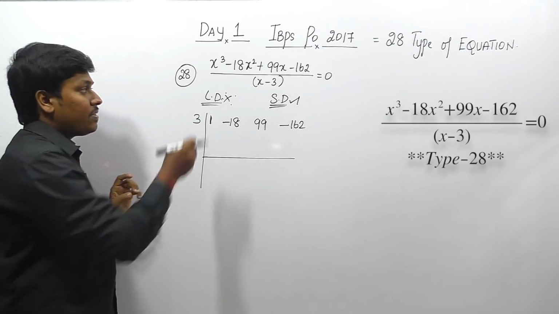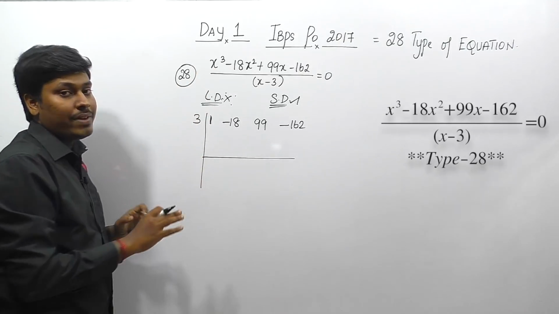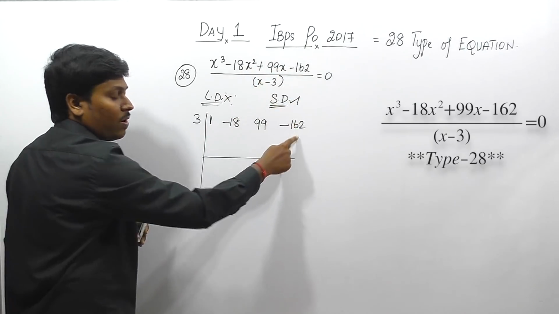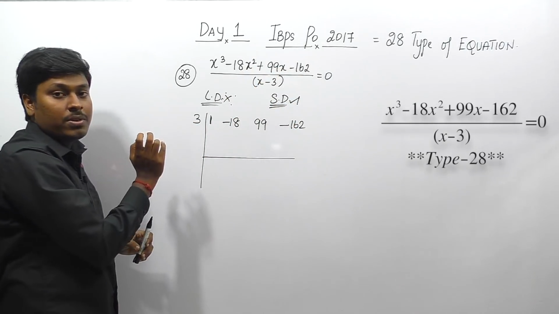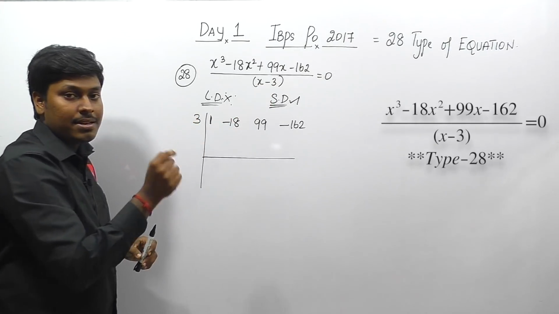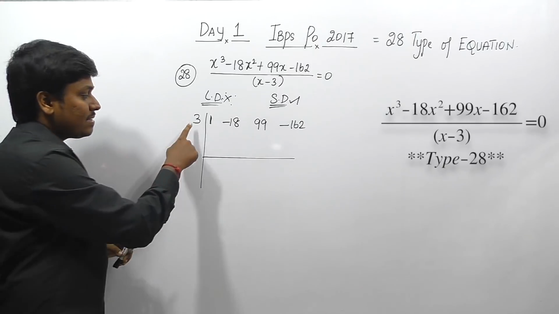So friends, got it? First of all, you need to write all the coefficients of x. So x cube, x square coefficient, x coefficient and a constant. And this value should be determined only by using the denominator value. Because here the denominator is x minus 3. So x minus 3 equal to 0, then x is equal to 3.